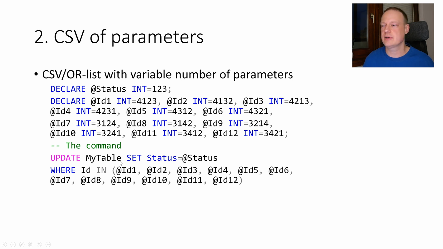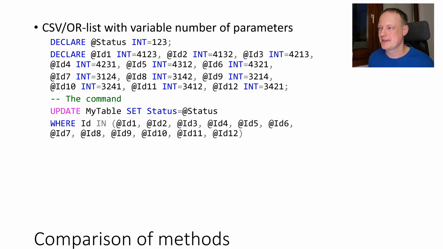And our command will look like this: update table set status equal new status, where ID in, and you will just list these IDs, but they are now parameters. So one might think, wow, we solved it, finally. Every time the command executes, it will be able to reuse the plan, but it won't. Why? Because the number of parameters is variable, and it can very much vary, and therefore you get tons of plans in the cache and you never reuse them.